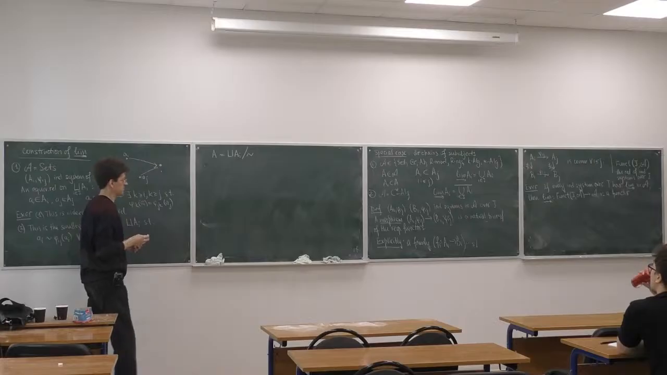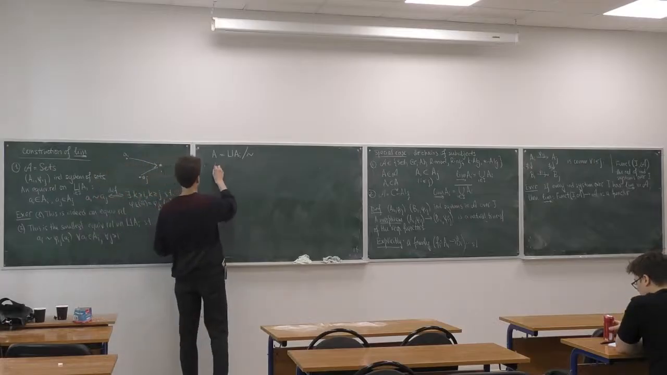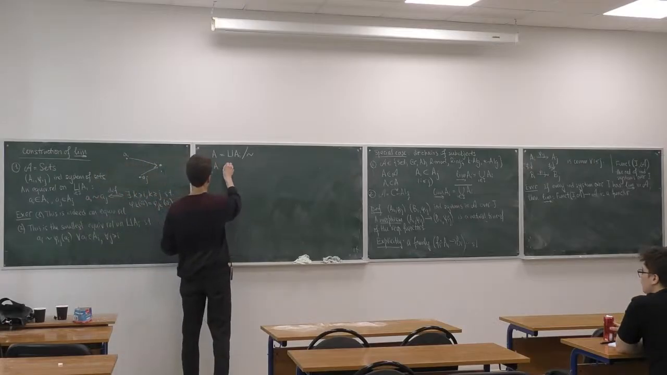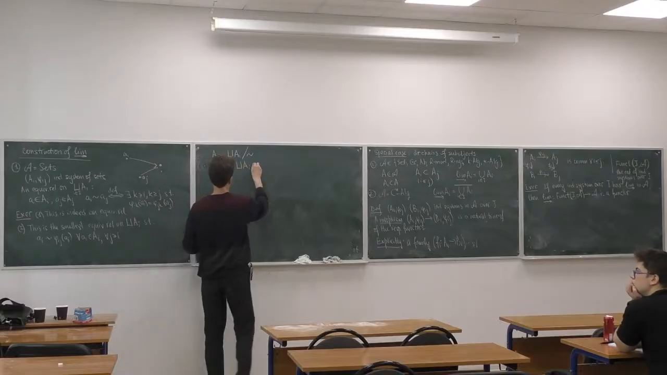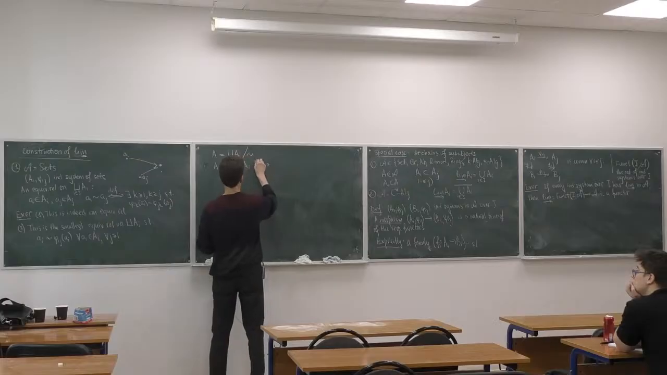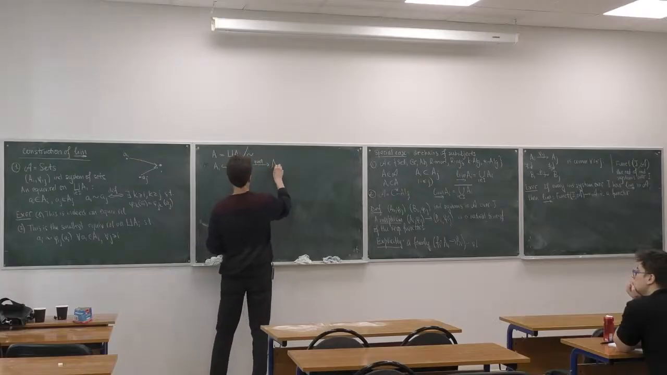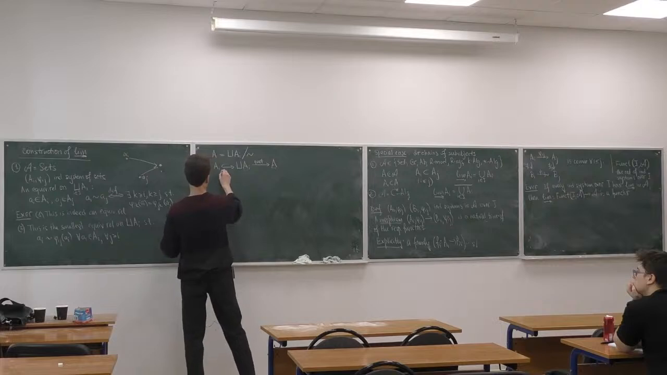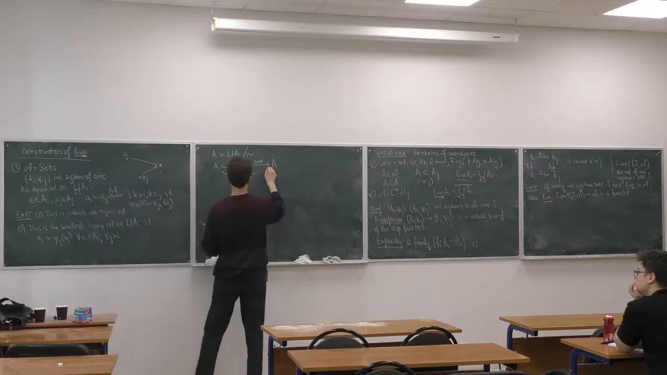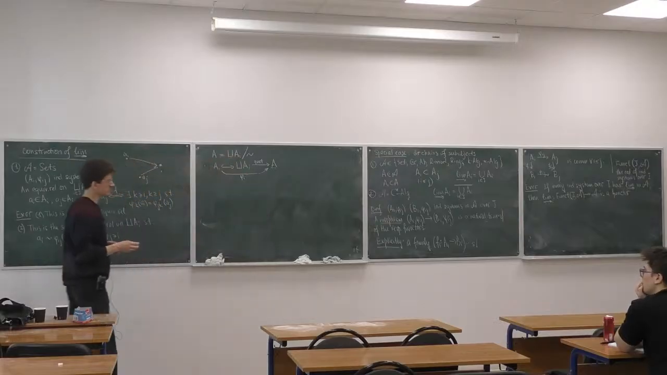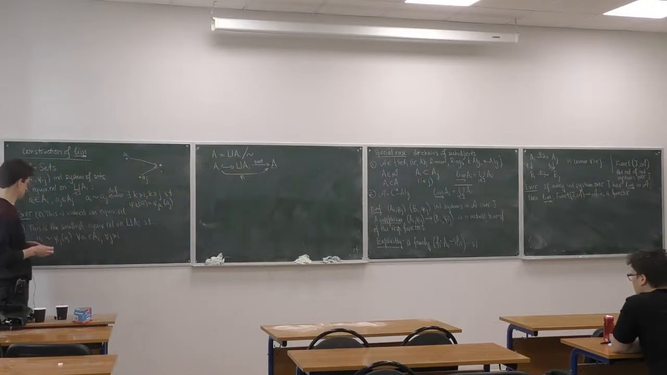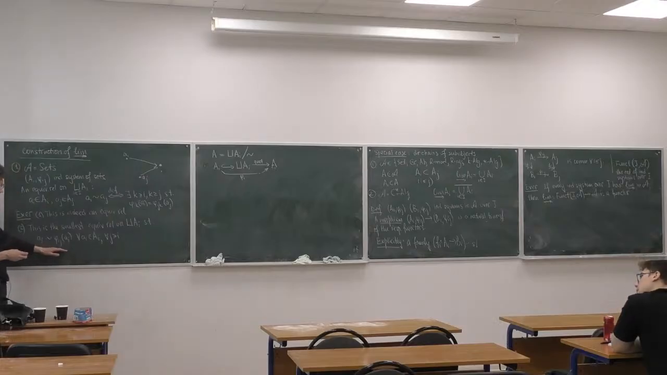And we have natural maps from A_i to A for every i. Namely, first we embed A_i into the disjoint union, and then we take the quotient map to A. If we compose them, then we get a certain map phi_i from A_i to A.